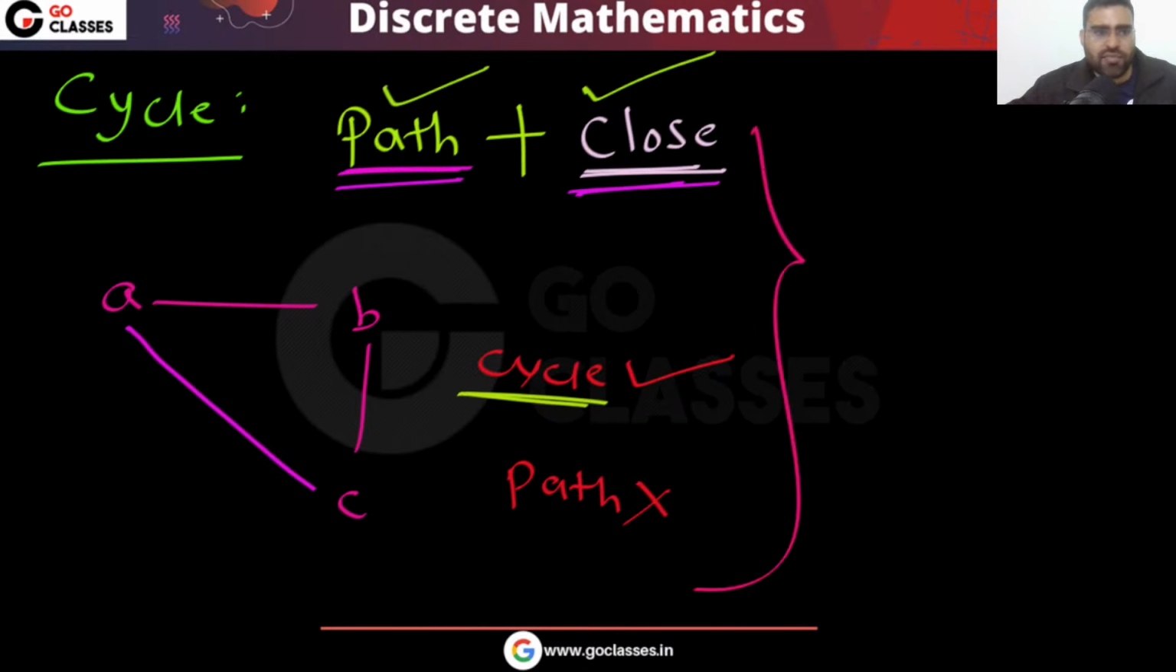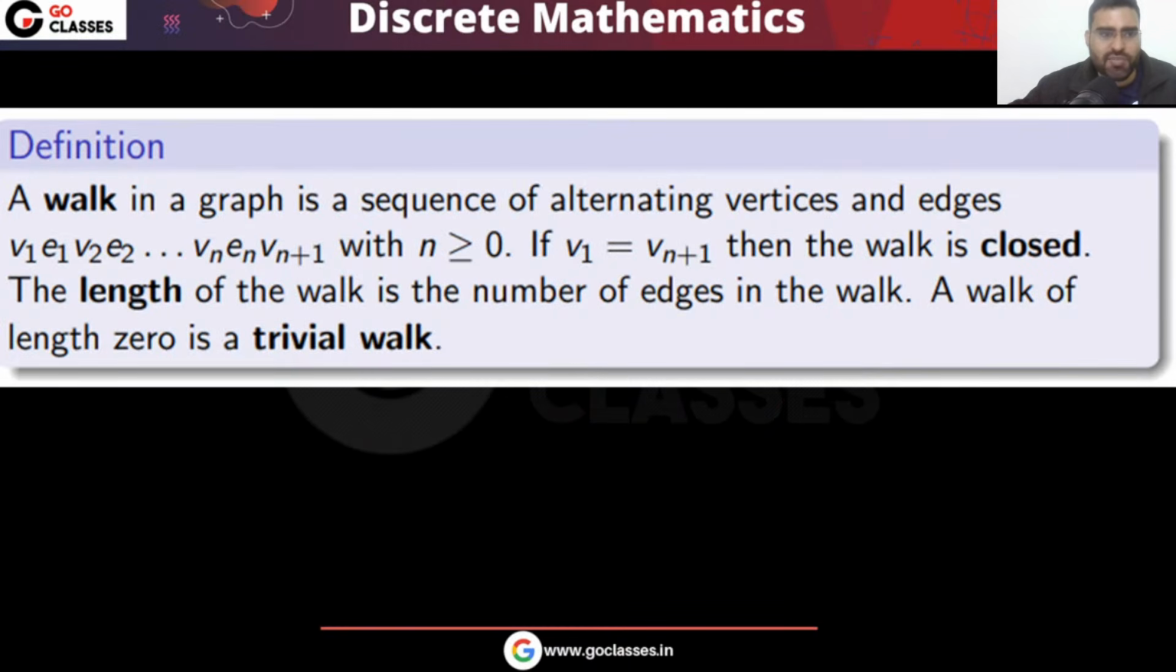This is a convention that a cycle must contain at least 3 vertices. This concept we define with at least 3 vertices. This is a convention actually. Okay, what is the length of a walk? The length of a walk is the number of edges in that walk.